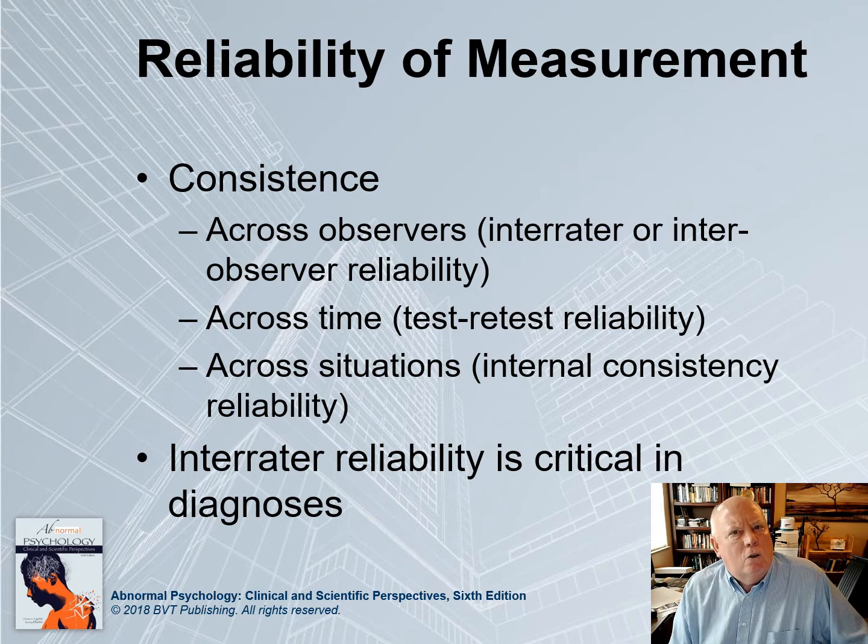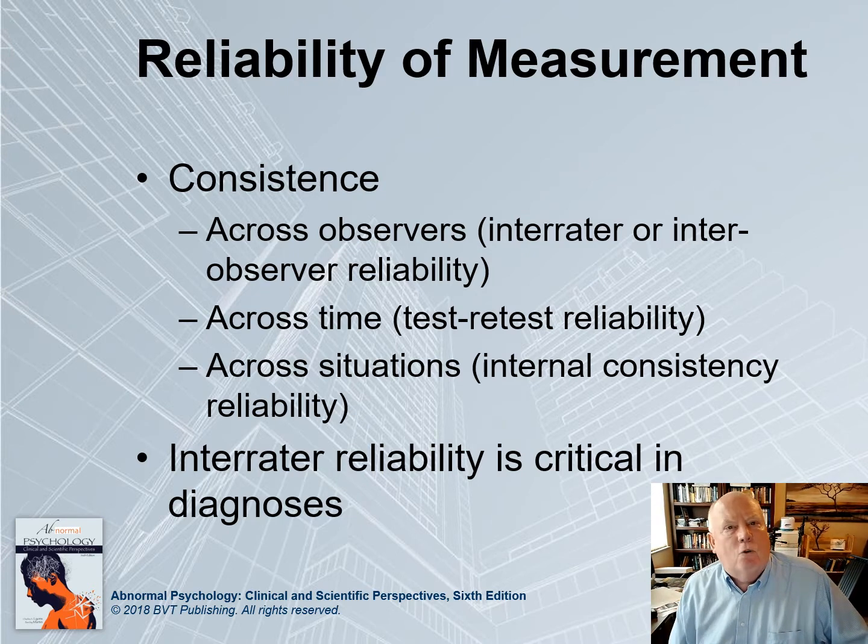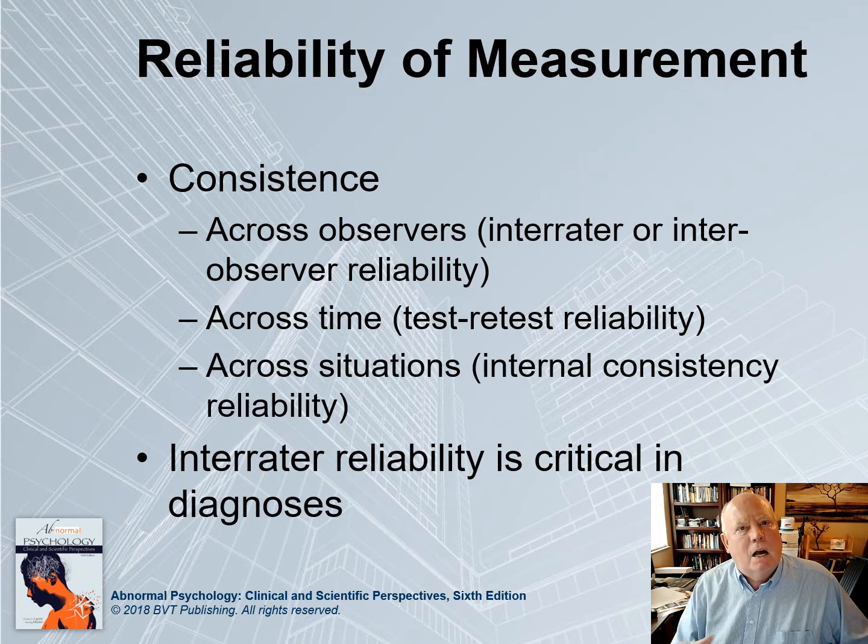We can also look across many different situations and see if we continue to get the same results. We call that internal consistency reliability. For example, people who tend to be anxious, are they anxious here and here and here and here in all of those situations, or are they anxious in only certain situations? By the way, internal consistency reliability is not characteristic of all psychological symptoms, but it is characteristic of some psychological symptoms. So the type of reliability depends on our concept, our construct.